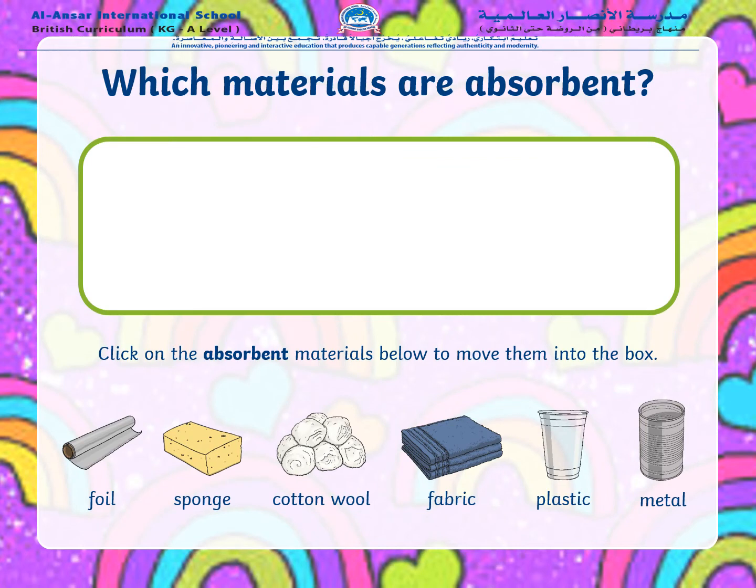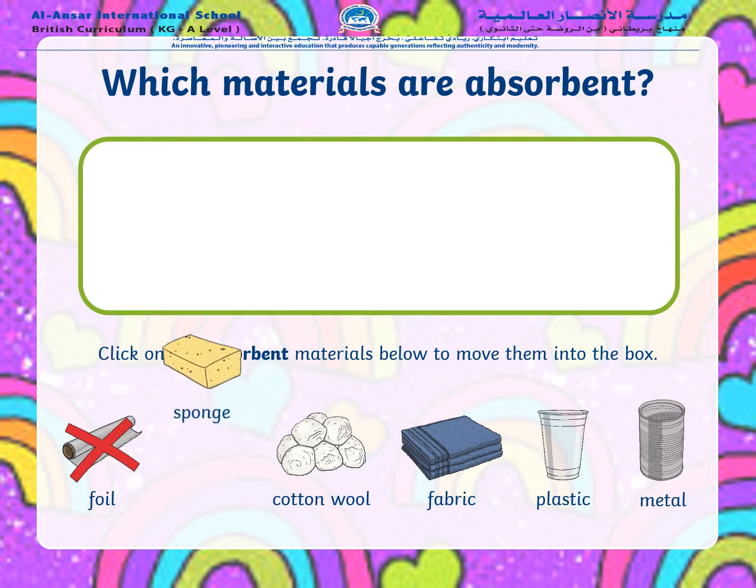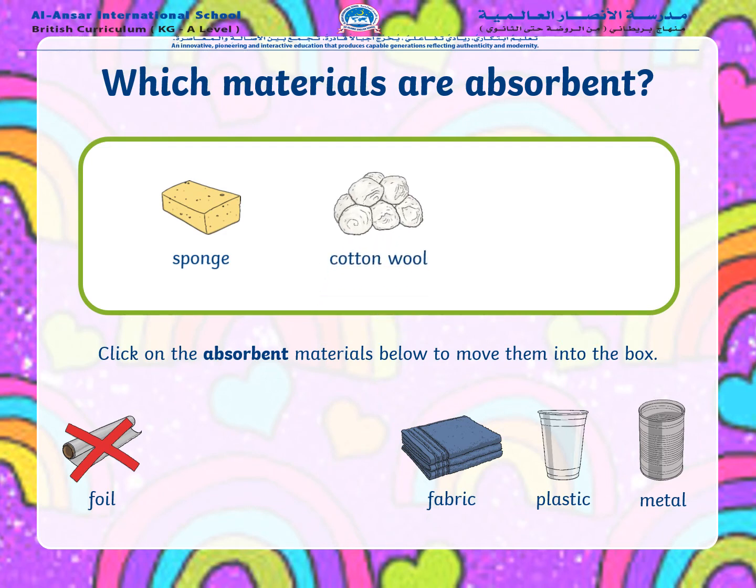Which materials are absorbent here? Have a look at the pictures. On number 1, we have foil. What do you think? No, it's not an absorbent material. Let's have a look at sponge. Yes, sponge is an absorbent material. What about cotton wool? Let's check. Oh yes, it's an absorbent material as well.